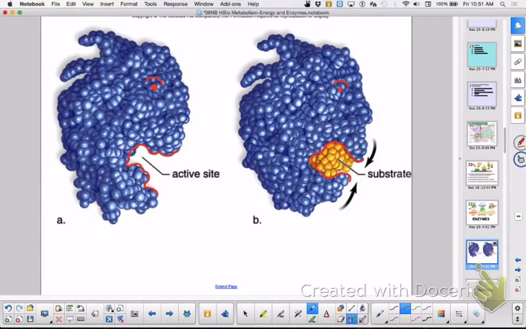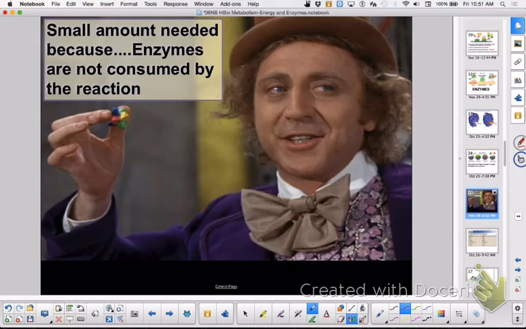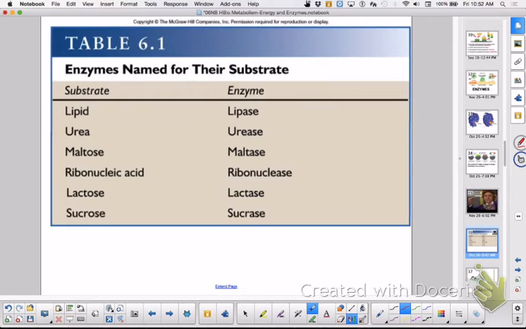Okay, and then we said that enzymes are not consumed by the reaction, so only a small amount is required. And then the last part is about the naming, and Slate wants to remind you about the naming. Go ahead, Slate.